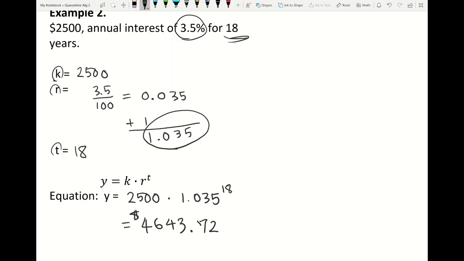Okay, and that's pretty good. So not quite double, but almost there. Right? I know it's a lot. 18 years is a long time, but with a 3.5% for 18 years, you almost double the money.